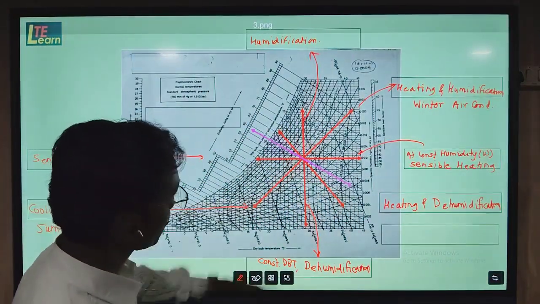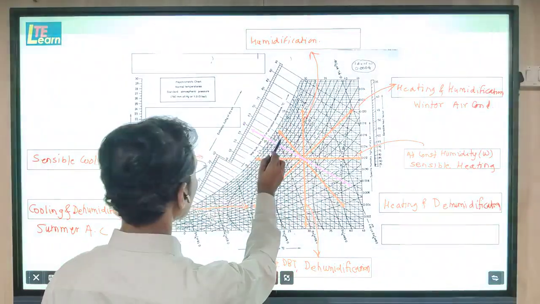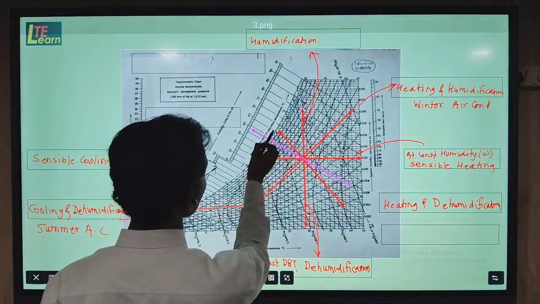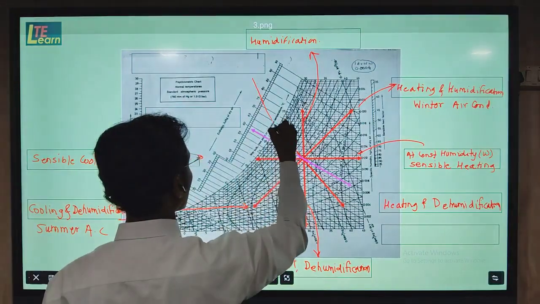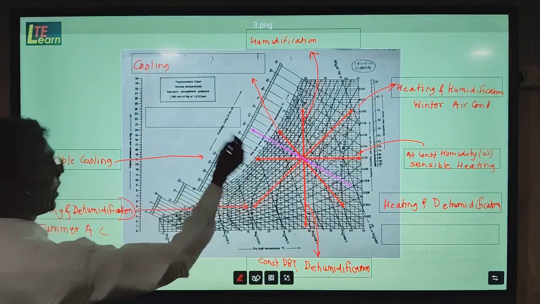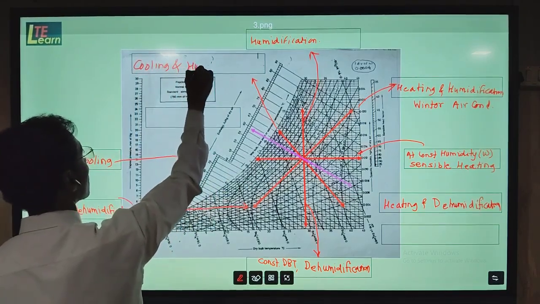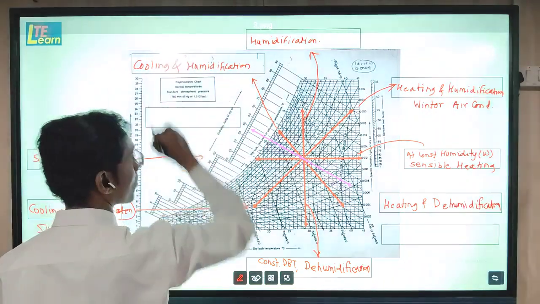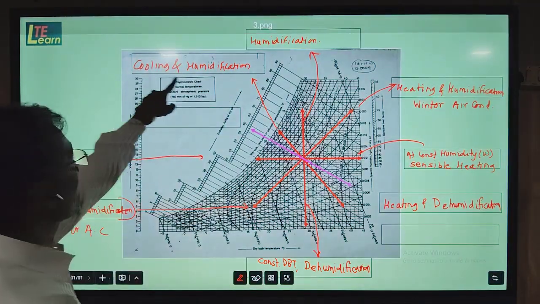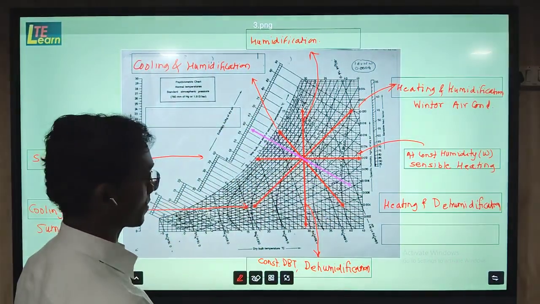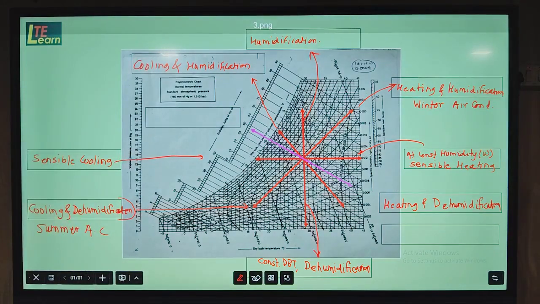On the reverse or opposite side, if you see, what will this process be? In this process moisture content is increased and temperature is decreased. So this process will be cooling and humidification. Cooling and humidification and heating and dehumidification are the two opposite kinds of psychrometric processes. So these are the main 8 processes that we have discussed.